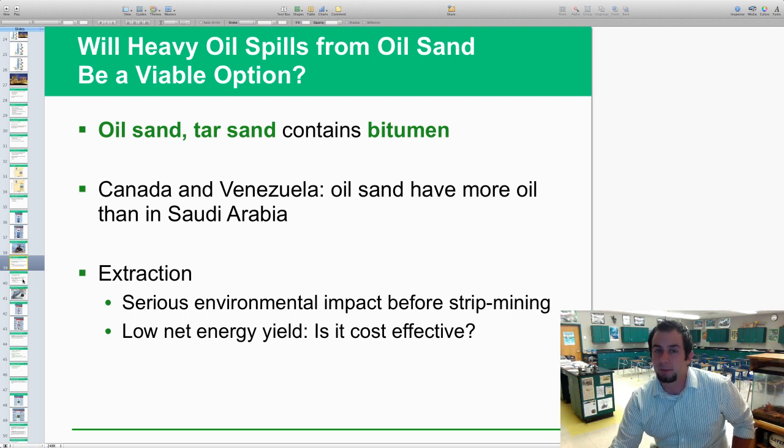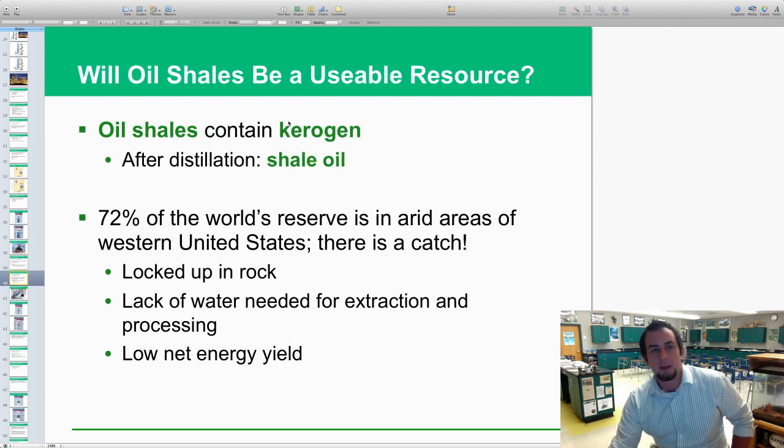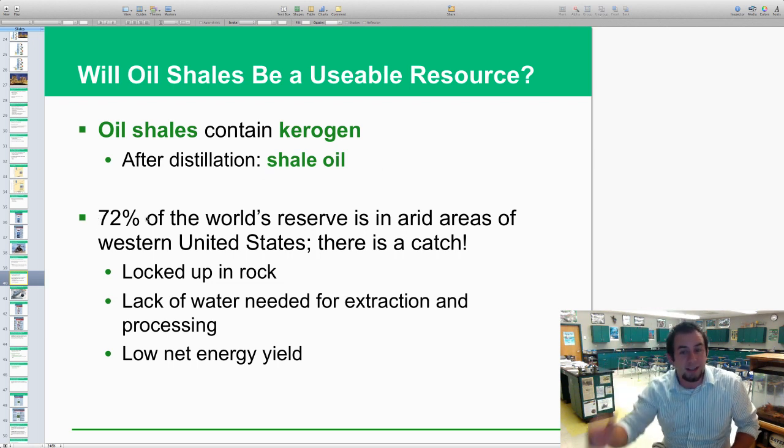Again, that will drive the price of oil way up because of those extraction costs and its lower net energy yield. Will oil shales be a usable resource? So oil shales contain kerogen, which is a different type of burnable fuel source, and after distillation it becomes shale oil. 72% of the world's reserve is in arid areas of the western U.S. But there's a catch. So we have a lot of it, but it's locked up in rock again.